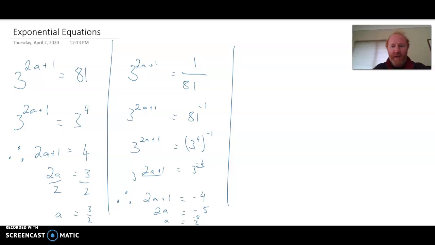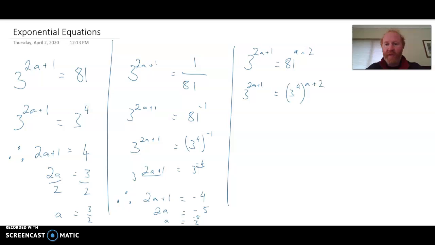If we take another version of something a little bit like that, let's say 3 to the 2a plus 1 is equal to 81 to the a plus 2. Then I'd be taking this question and doing exactly the same thing as before. I'm going to rearrange it to get my bases exactly the same. So I've got 3 to the 2a plus 1 is equal to 81, which is 3 to the power of 4, and it's still on the outside, a plus 2.